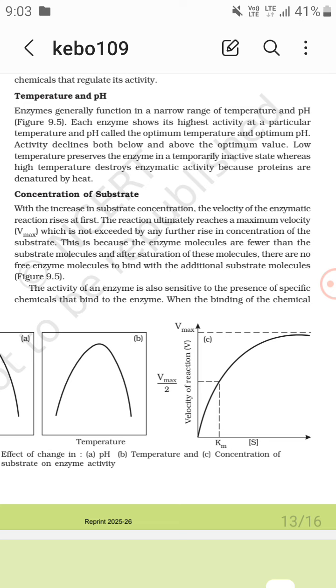After saturation of the limited enzyme molecules, there are no free enzyme molecules to bind with the additional substrate molecules. So this is why there is no further rise in the velocity of the reaction. See in the diagram.